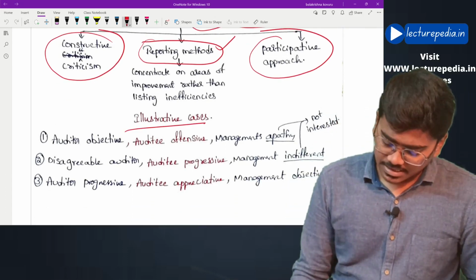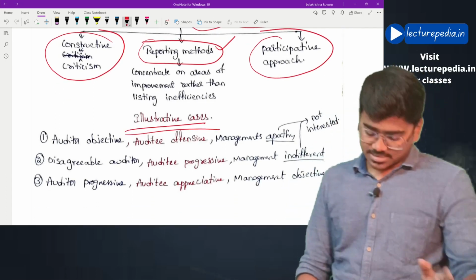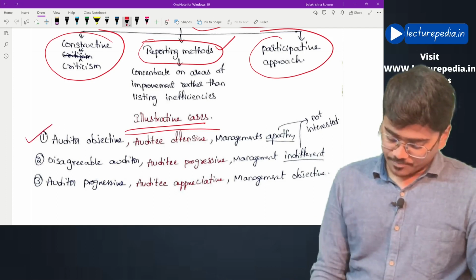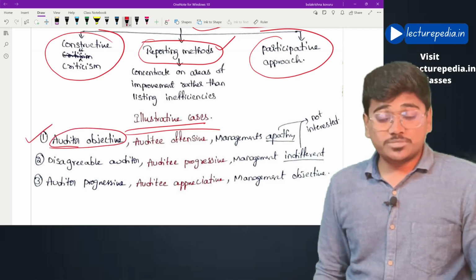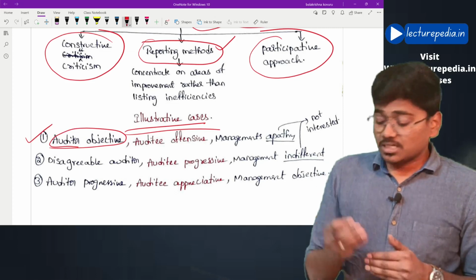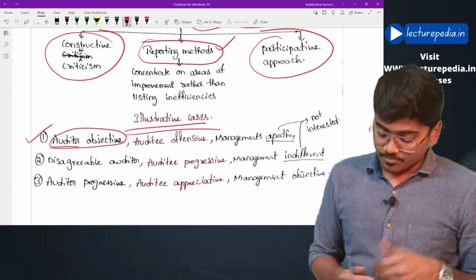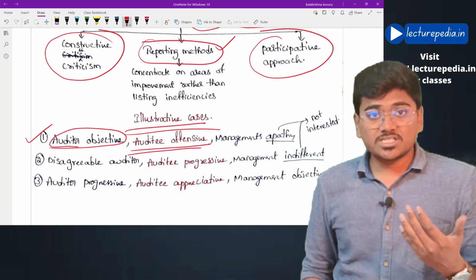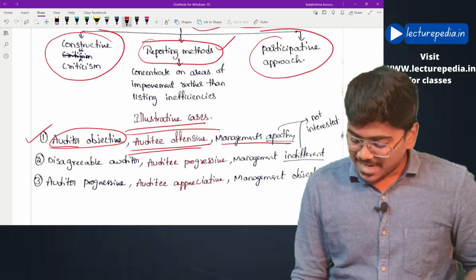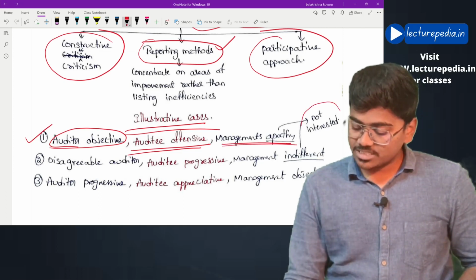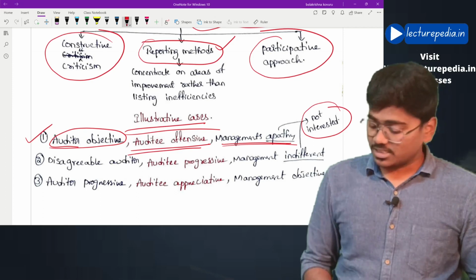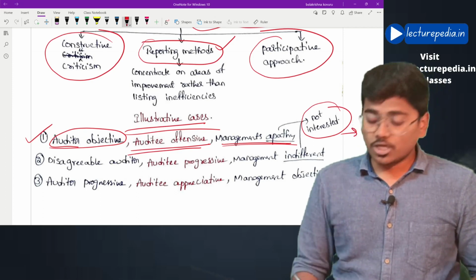Next, there are certain illustrations given in the study material. I'll just go through them. First one, auditor is objective. Auditor wanted to provide constructive benefit to the employees, but the auditee is offensive. They are not accepting, and the management is apathetic, meaning management is not interested in the management audit. In this case, will the management audit be a success?